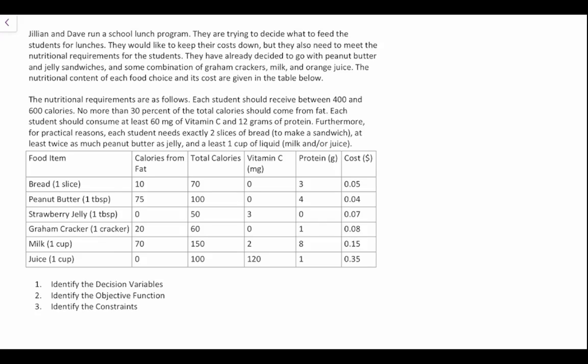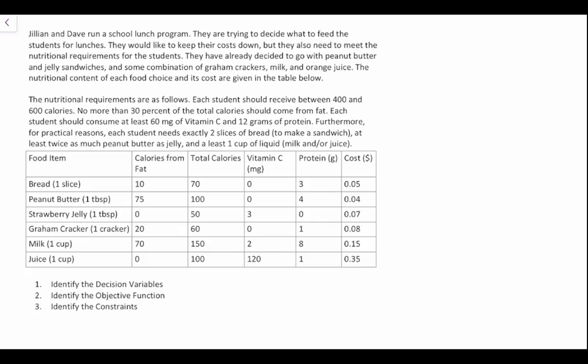Each student should receive between 400 and 600 calories. No more than 30% of the total calories should come from fat. Each student should consume at least 60 milligrams of vitamin C and 12 grams of protein. Furthermore, for practical reasons, each student needs exactly 2 slices of bread to make a sandwich, at least twice as much peanut butter as jelly, and at least 1 cup of liquid, that is milk and/or juice.